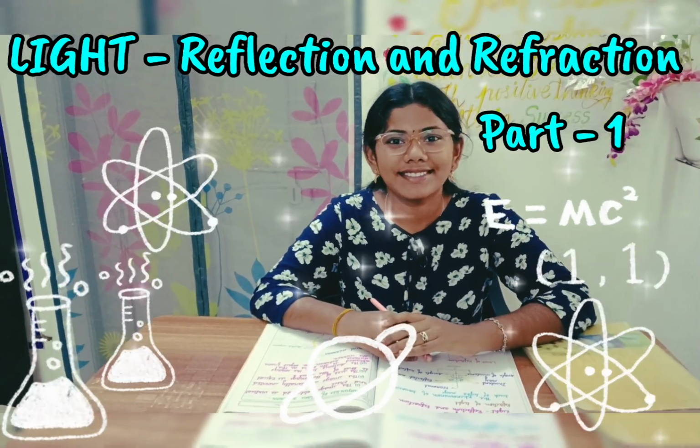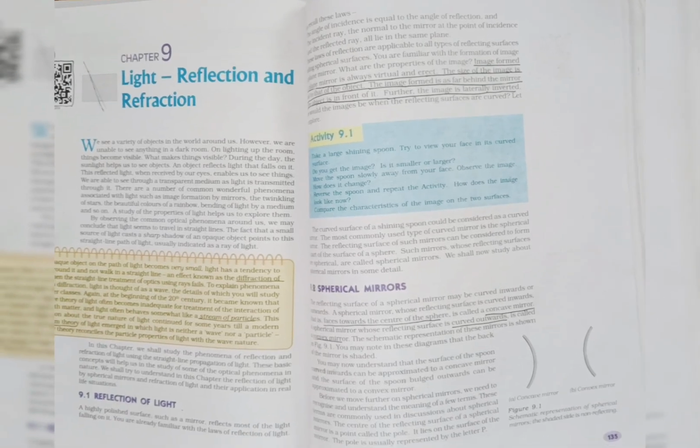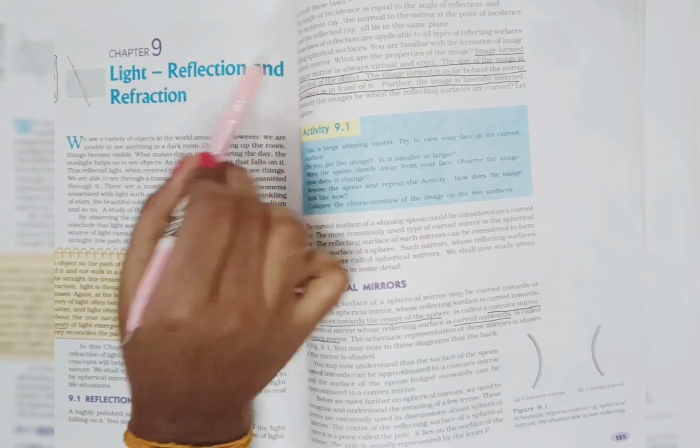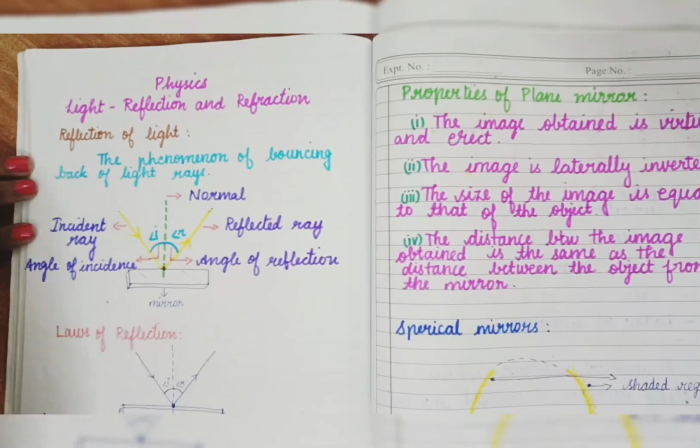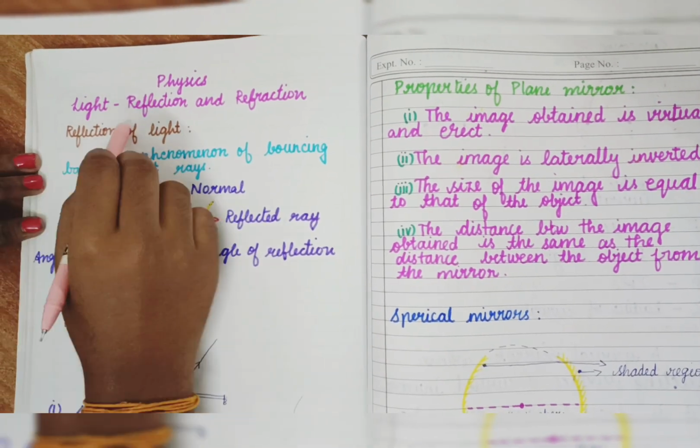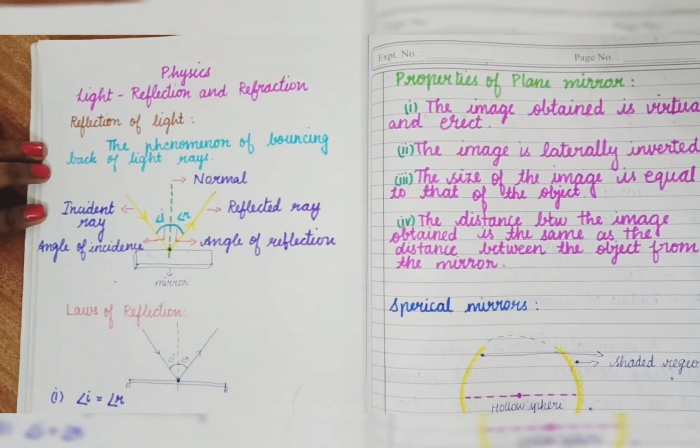Come, let's go. The lesson we are going to look at is chapter number 9, Light, Reflection and Refraction. The first topic we need to understand is reflection of light. What do you mean by reflection of light?